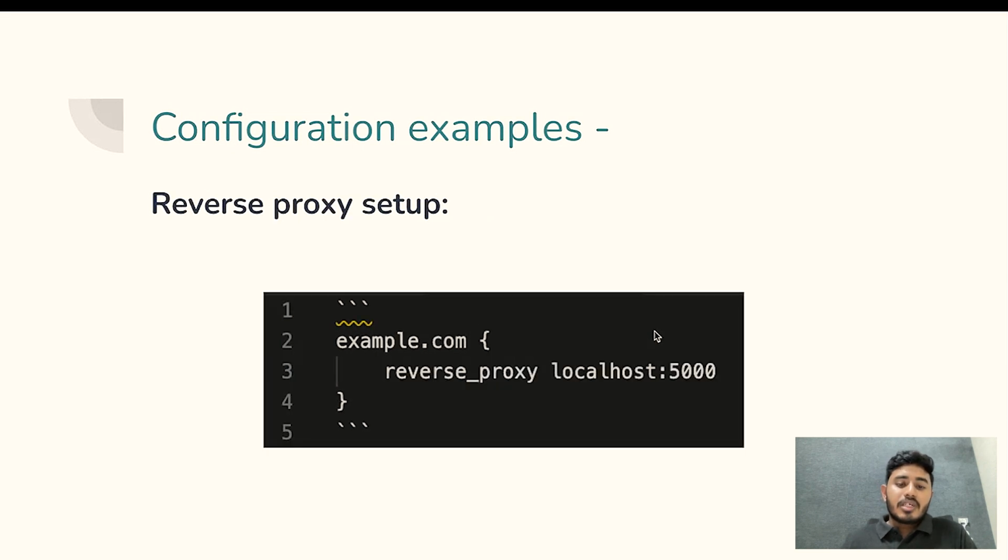For the reverse proxy setup, even the reverse proxy setup is very simple. We just have to write the reverse proxy word in the example.com body, and we need to specify the IP and port of the particular application where this domain will be forwarded. Over here, it is example.com, and it will be forwarded to localhost 5000 where the service is running.